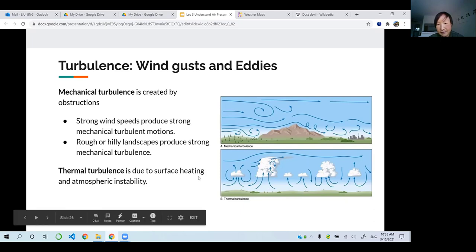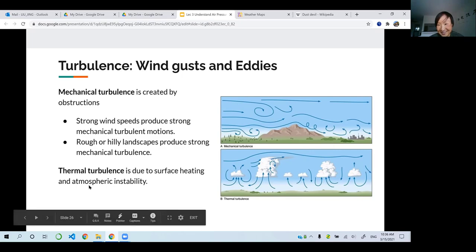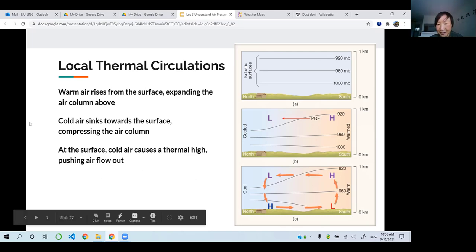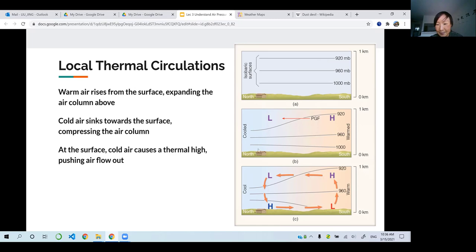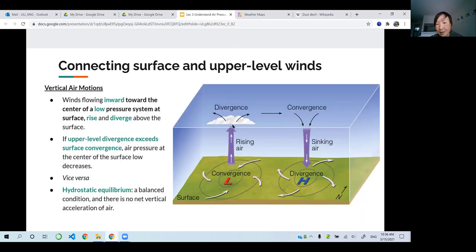More about thermal: you have warmer air that rises up, so you have these thermal turbulence, and mechanical turbulence that is due to the mountains and the buildings. All right, then let's study this local thermal circulation due to temperature difference. For example, at the beginning you have these horizontal isobars, beautifully, right? But in a certain condition, if the north is cold and the south is warm, you will have the warm air rise. Like I showed you earlier here, you have rising air, and at upper level you have more and more air accumulated over here.